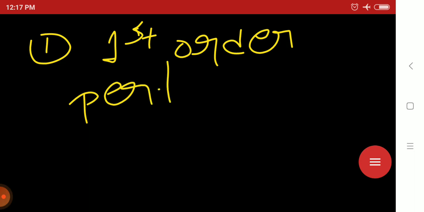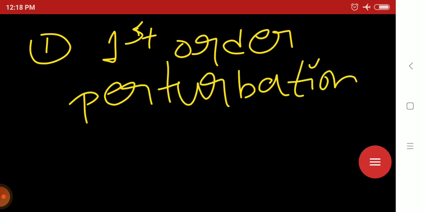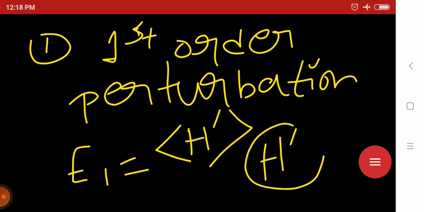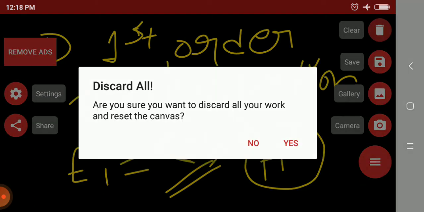The first concept you have to know: in first order perturbation theory, if you have to do first order correction on energy, what will you do? You have to take just the expectation value of the perturbed Hamiltonian. H prime is denoting the perturbed Hamiltonian. This symbol means the expectation value. Suppose you have been given a perturbed Hamiltonian, that is H prime, and you are taking the expectation of that.